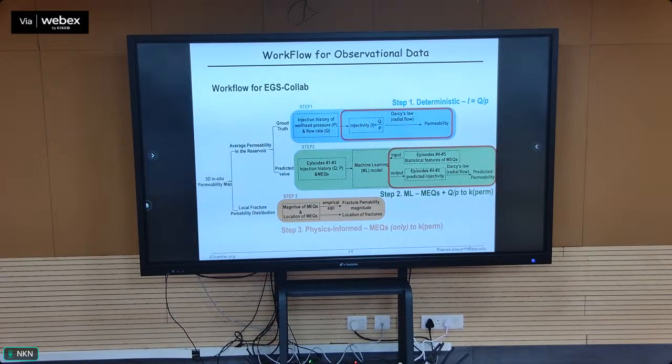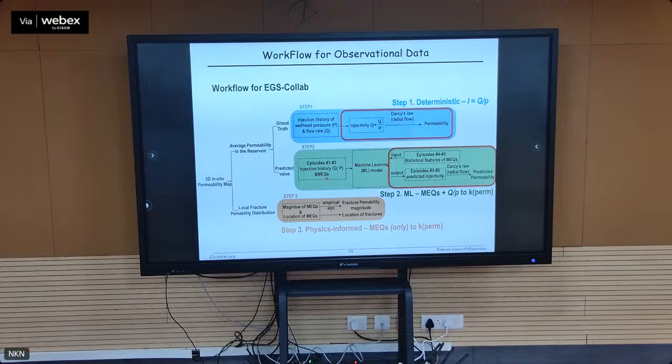So the approach to evaluate these high quality data is in 3 steps. The first step is purely based on the data itself: if we know the injection rates and the overpressures, then deterministically, if we assume a geometry of injection, we can define a deterministic magnitude of permeability from that injectivity. So that's a given.